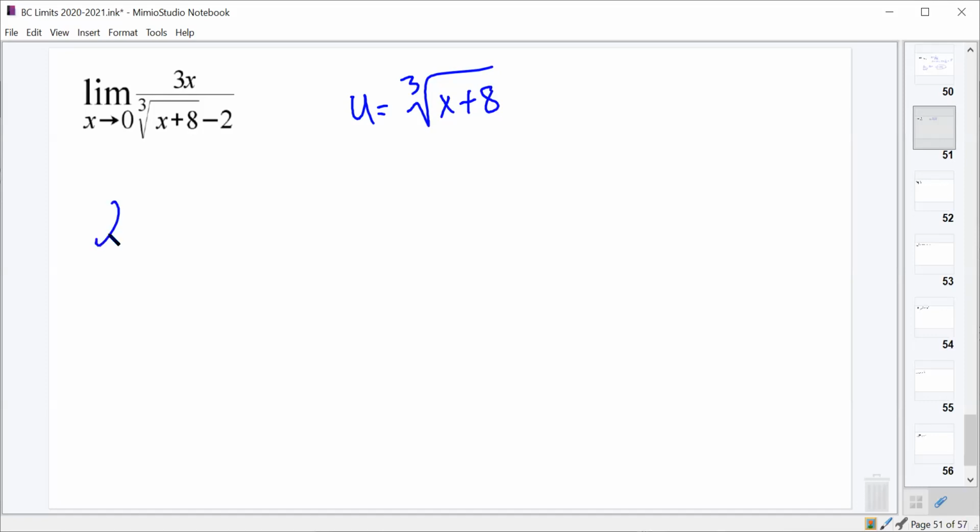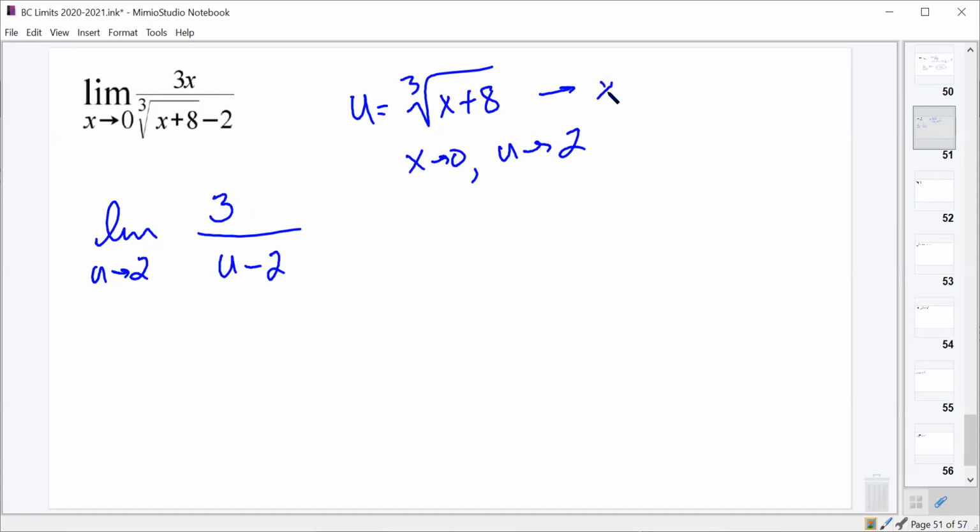which is going to give us a u minus 2 in the denominator. We're going to want to change this x approaching 0 to a u approaching something. So if x is approaching 0, u should be approaching the cube root of 0 plus 8, which is 2. So we should have the limit as u approaches 2 of 3x over u minus 2. But we don't really want another x in there, so we're going to have to convert the x in terms of u. So if u is equal to the cube root of x plus 8, then what should x be equal to? It should be u cubed minus 8, right?